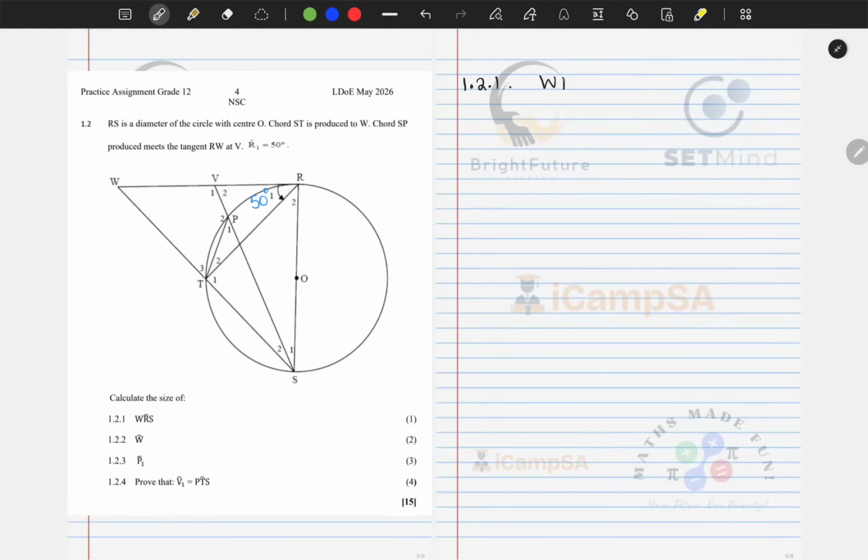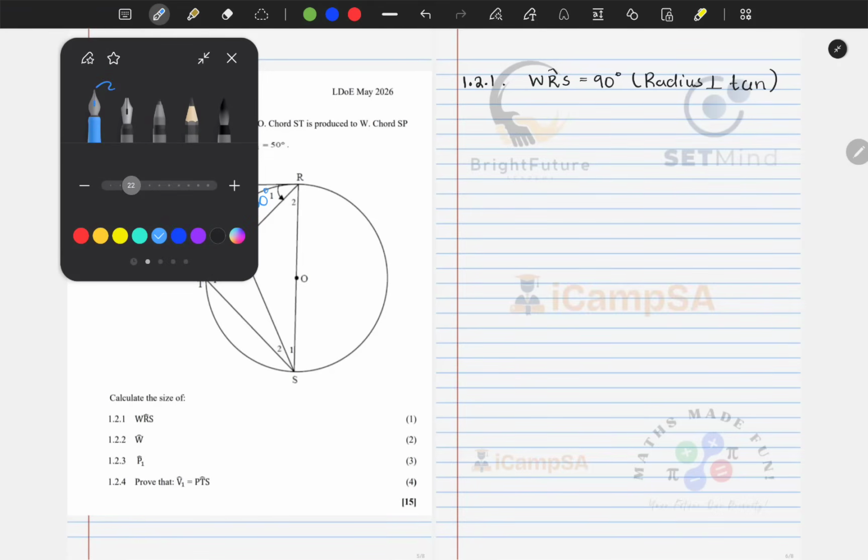So that WRS is 90 degrees. The reason is we can say radius perpendicular to our tangent, or diameter perpendicular to the tangent. It is as good as the same. So radius perpendicular to our tangent. Okay, done with that. Then they're looking for the angle W, that angle there. So how do we figure that out?